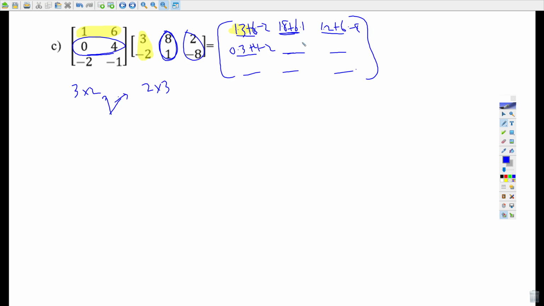Staying with the same row, next column, 0 times 8 plus 4 times 1. Then we have 0 times 2 plus 4 times negative 8. Bottom row, first column, negative 2 times 3 plus negative 1 times negative 2. I don't have enough room for this. Then we have negative 2 times 8 plus negative 1 times 1. And the last one is negative 2 times 2 plus negative 1 times negative 8.